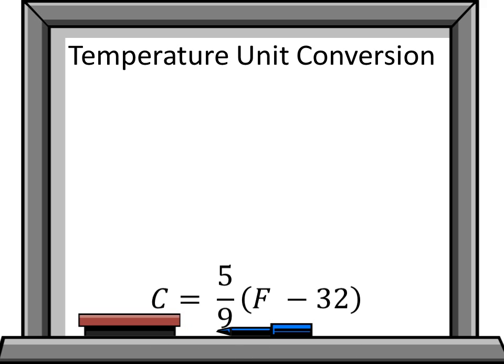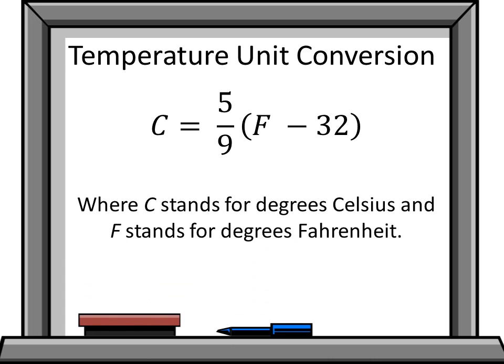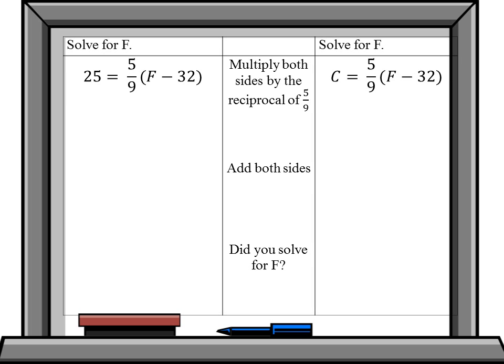Another popular formula is when we convert Celsius to Fahrenheit. Here is an example where I've told you the Celsius and we need to solve for F, our Fahrenheit. Similar to before, I'm going to multiply by the reciprocal, which would be 9 over 5. This will cancel out, and I'll multiply by 9 over 5 on the other side.